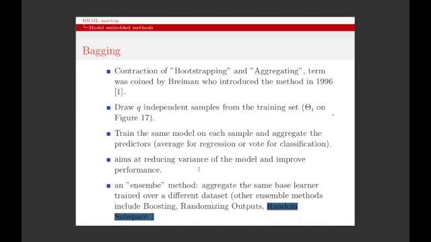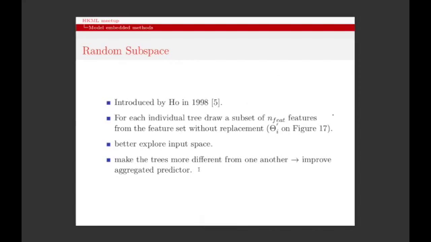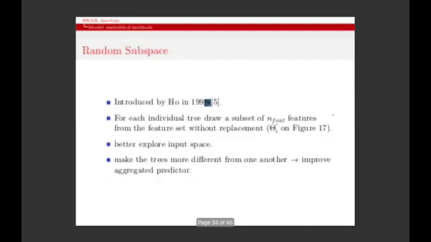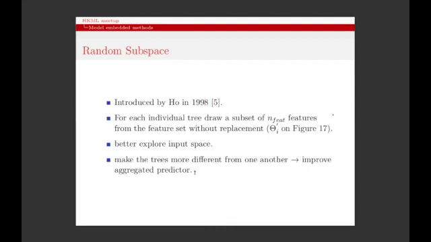Random subspace is what I'm going to talk about now. It was introduced by Ho in 1998. The idea is to randomly sample a subset of features and then aggregate the models that are trained on each different sample of features. So it is also an ensemble method. In addition to bagging, this makes the trees even more different from one another, and so it improves the aggregated predictor.